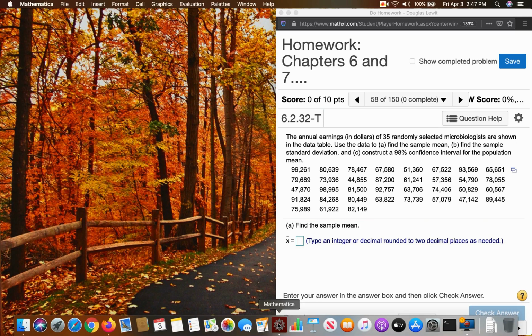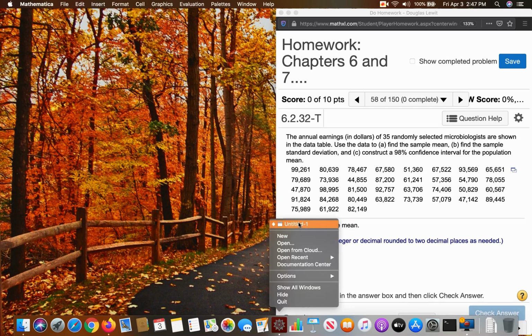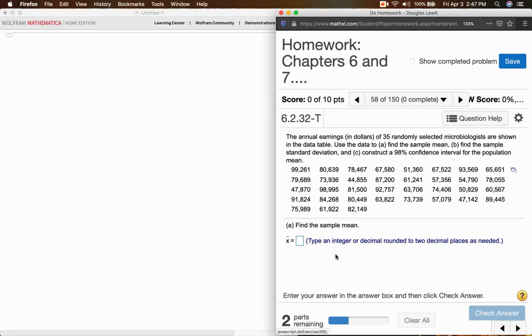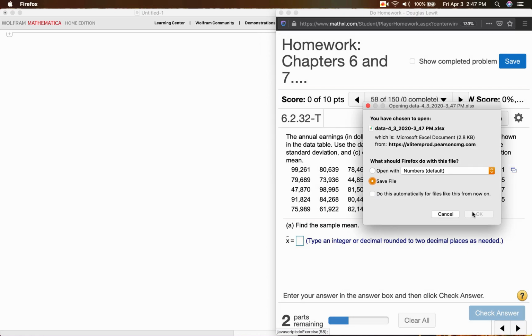Here, I need to get Mathematica going. Okay. So the first thing I am going to do is download the information in my data table. As usual, guys, you've seen this many times already. This is not new to you. Open in Excel. It doesn't really open in Excel. It downloads it. It saves the file, but that's fine.